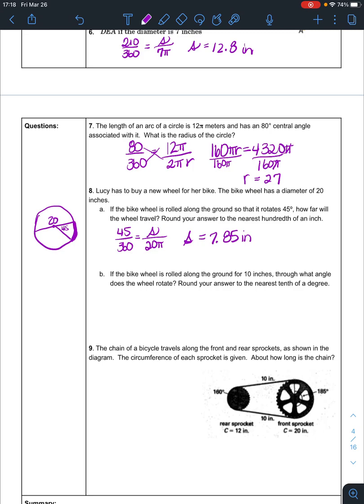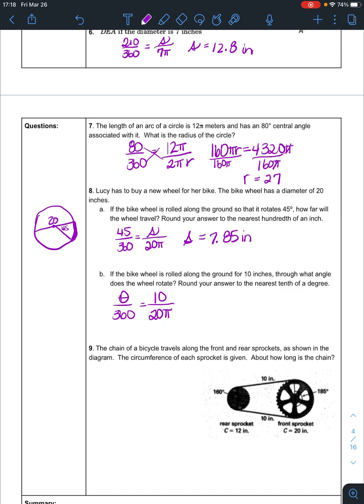If the bike is rolled along the ground for 10 inches, through what angle does the wheel rotate? So this one we're working backwards. So I want to know theta, and it's still out of 360 degrees, and it has rolled along the ground for 10 inches, which means that, like if there was paint on the wheel, then the paint on the wheel is going to leave that line on the ground, and they're going to match. So it's 10 inches divided by, and it wants to know through what angle, and it's the same pi d, so we can still use 20 pi because it's the same size wheel.